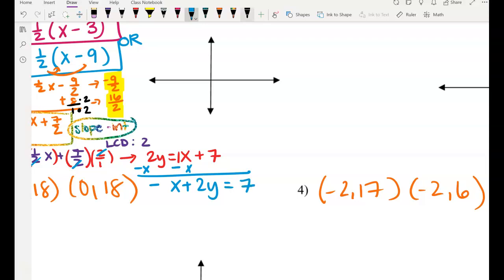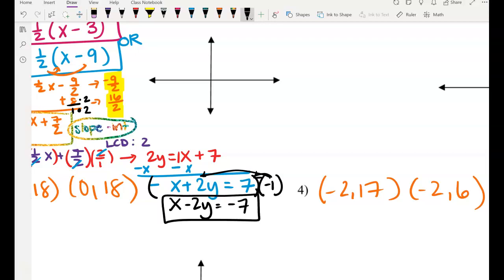We normally don't like a negative in the front, students, so we are going to multiply by -1 to every term to make the first number positive. So this is now a positive 1x. Well, a -1 times a positive 2y is now negative 2y, and -1 times 7 is now a -7. So this is our standard form. So standard form is right there.